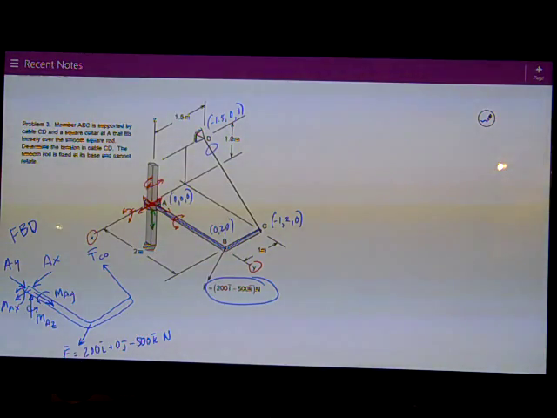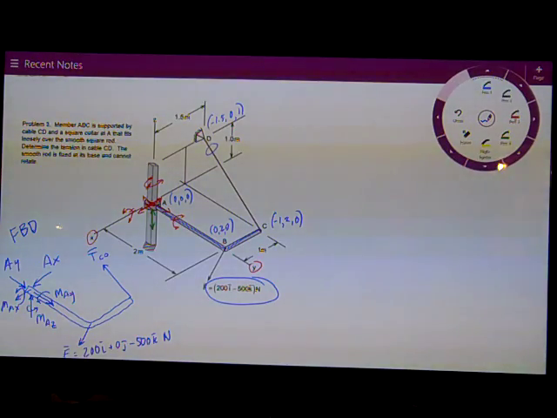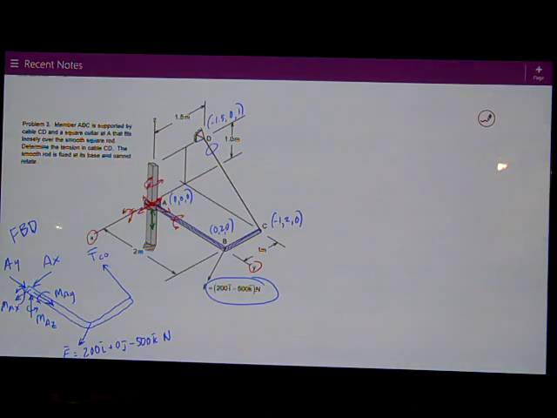Now, I know I've got a tension, I've got a cable CD. I need to get that into Cartesian. So the first step is to get a position vector and then divide by its magnitude to get a unit vector, which are the components of the force. So I want a position vector from the point where it's applied, C, towards D. We would call that r D over C. Well, r D over C is just the tip minus the tail.